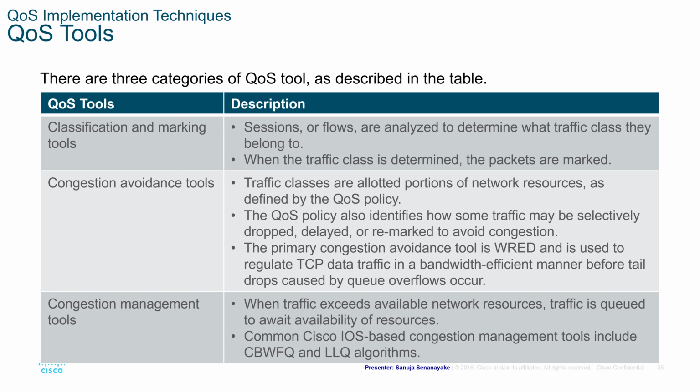For example, if you have a voice packet and a whole bunch of data packets, it will still give priority to the voice packet over the data packet, because the data packet can be delayed. The primary congestion avoidance tool is WRED, the Cisco proprietary one I mentioned, and it is used to regulate TCP data traffic in a bandwidth-efficient manner before tail drops caused by queue overflows occur. So the congestion avoidance tool is primarily used with that type of system.